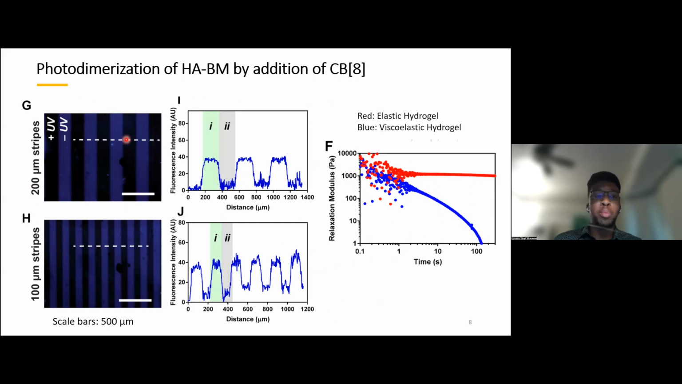And here's the photo patterning over here. We did this with 200 micrometer strips and 100 micrometer strips. On the plus UV, this is where the elastic hydrogel would be because it's not masked by the photomask. And the minus UV is where the viscoelastic hydrogel would be. We were able to quantify the fluorescence intensity over here. This just showed us that we could spatially control where the viscoelastic and elastic parts of the hydrogel were.